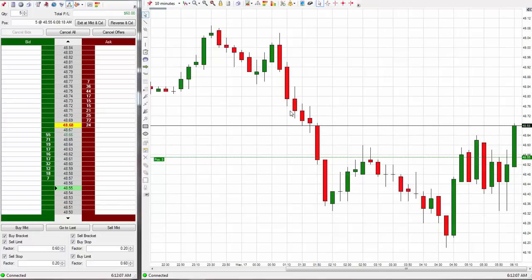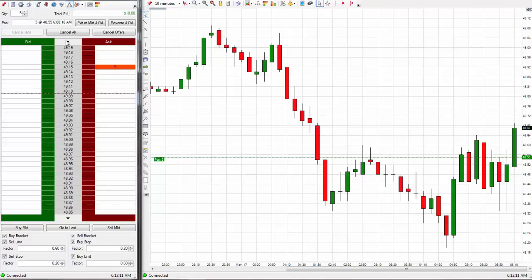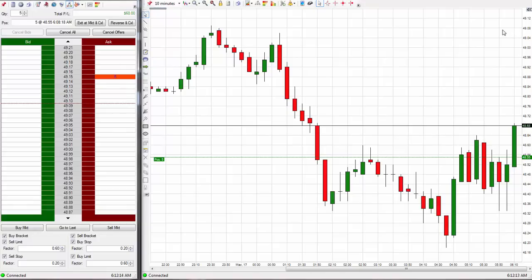Let me see, where does 60 put me at? My exit is up at 49.15. The top is right up there. Yeah, it makes sense to go for more. I'll probably push 70 or 80 ticks on this trade.